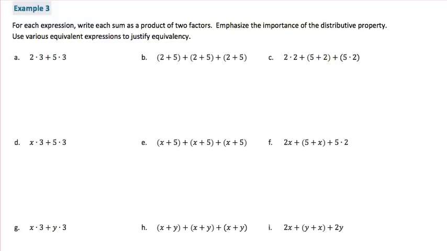In example 3, we have a variety of different expressions written all different ways, and we're going to write each sum as a product of 2 factors. And we need to especially look at the distributive property. So first of all, 2 times 3 plus 5 times 3, our common factor in these two multiplication problems is 3. So we can factor out the 3, and 3 is being multiplied by both 2 and 5.